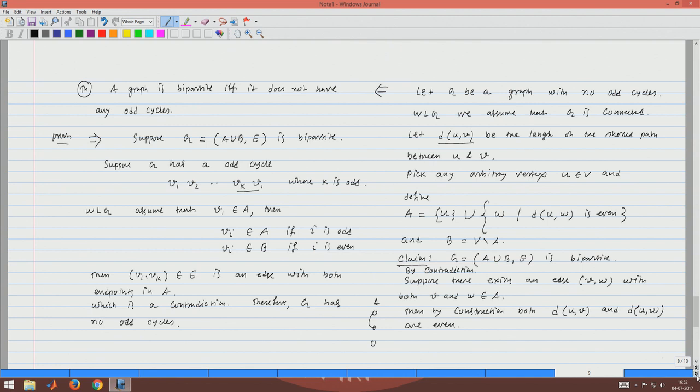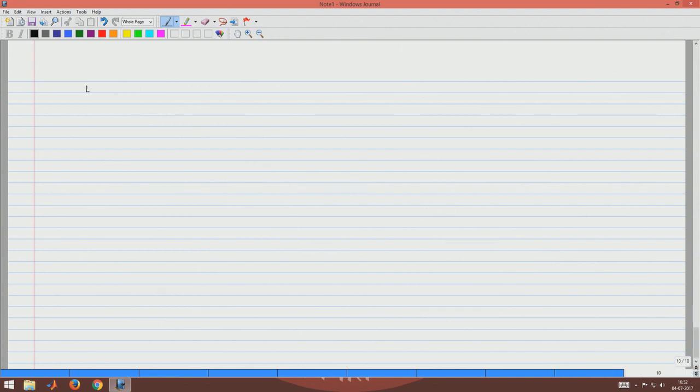Next, let P_uV be the shortest path connecting u and V, and P_uW be the shortest path connecting u and W.